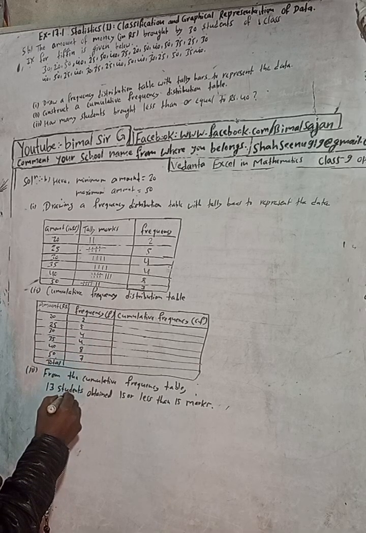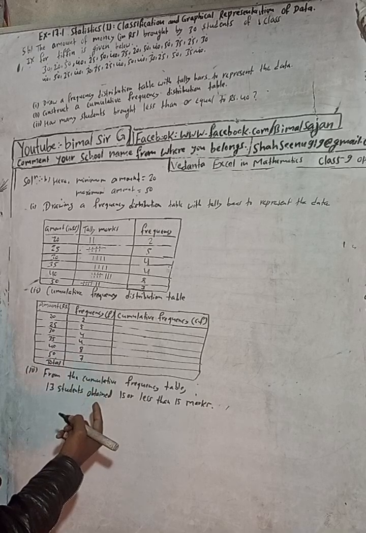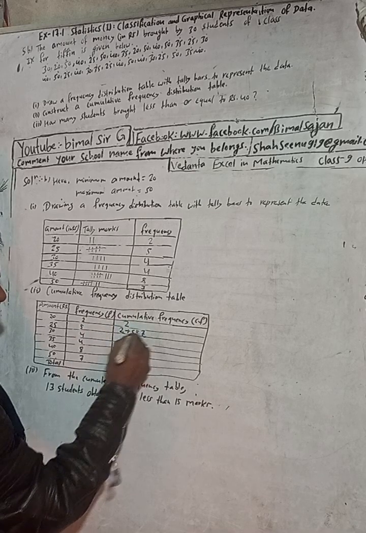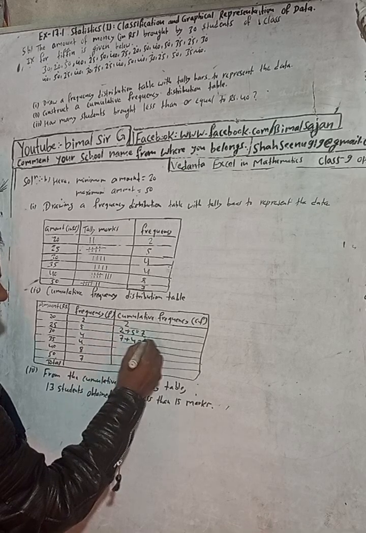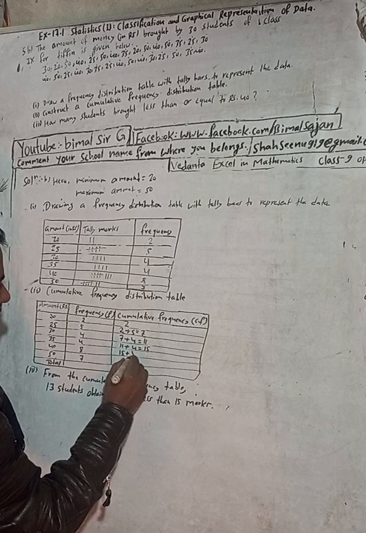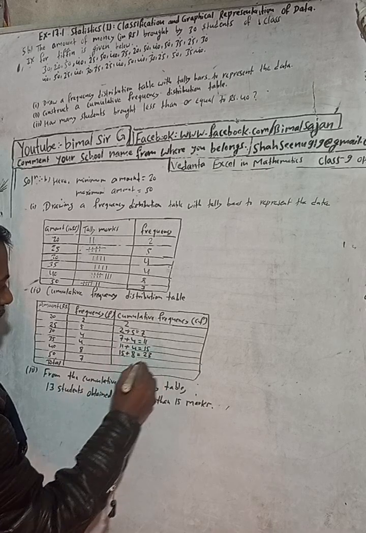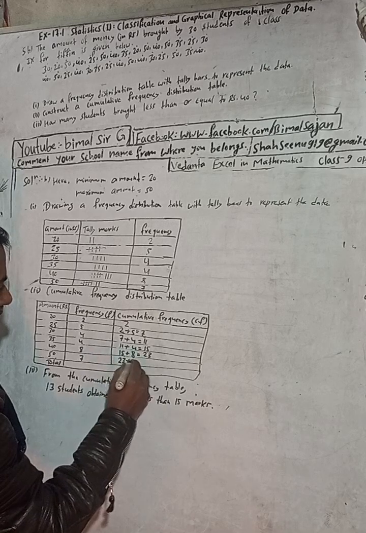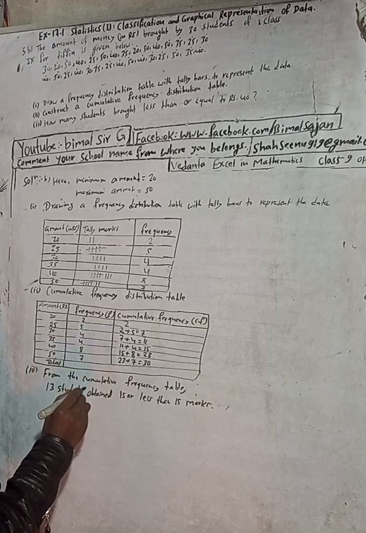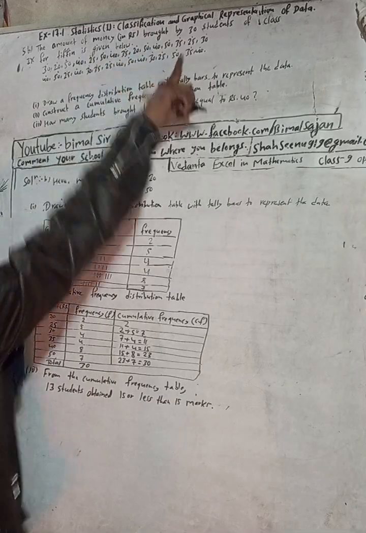Now for the cumulative frequency, we have to draw the less than type, which is question 3. First 2, this 2 plus this 5 is 7, this 7 plus this 4 is 11, this 11 plus this 4 is 15, this 15 plus this 8 is 23, and 23 plus this 7 is 30. So the total we got is 30. Write total 30 here. This matches the question: 30 students.